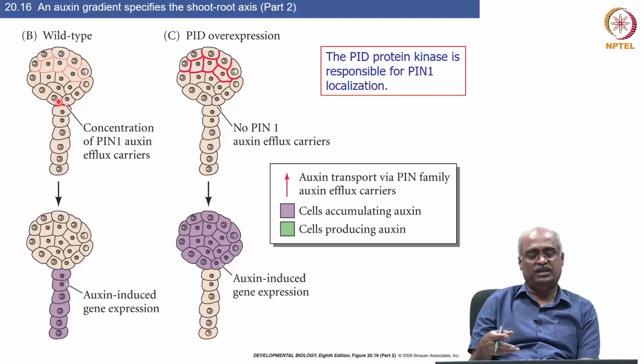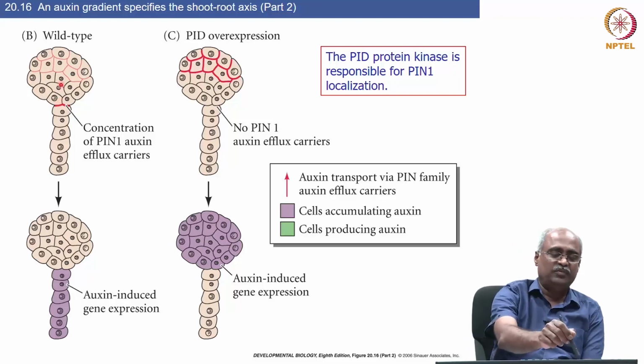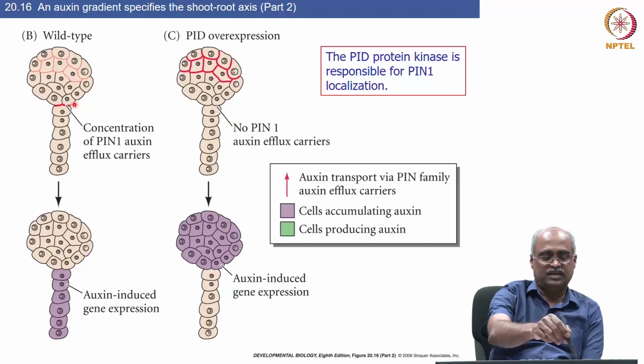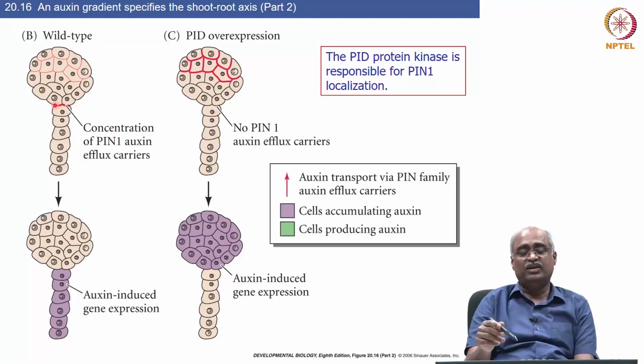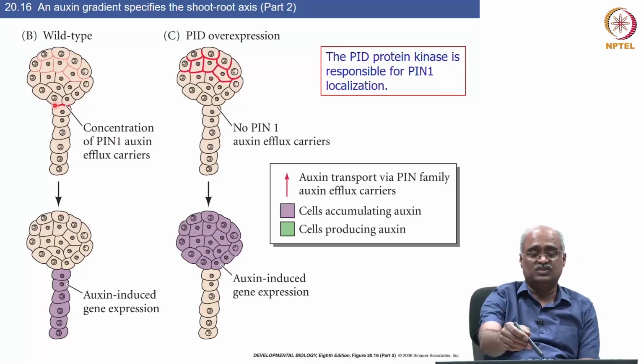For the shoot apical meristem formation, flow of auxin towards this place is important, and that is made possible by the high concentration of PIN1 in this region. Now if you overexpress PID as shown in the apical part, PIN1 doesn't get localized here, its expression is not concentrated here, and as a result auxin doesn't flow towards this. So what is the consequence?